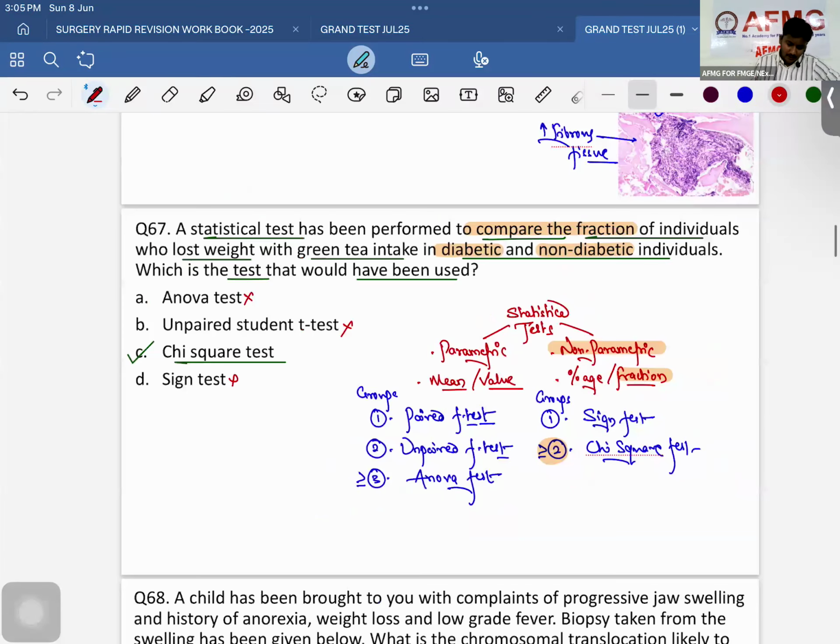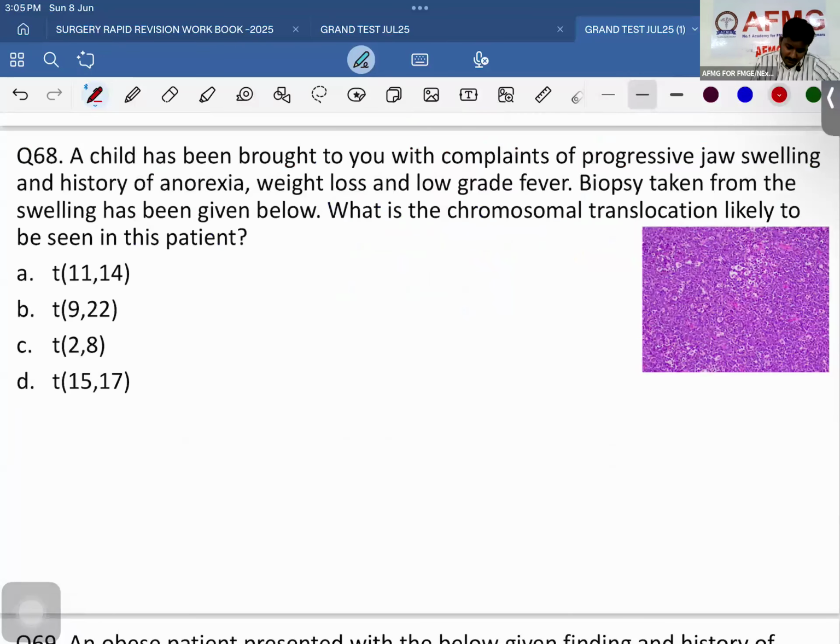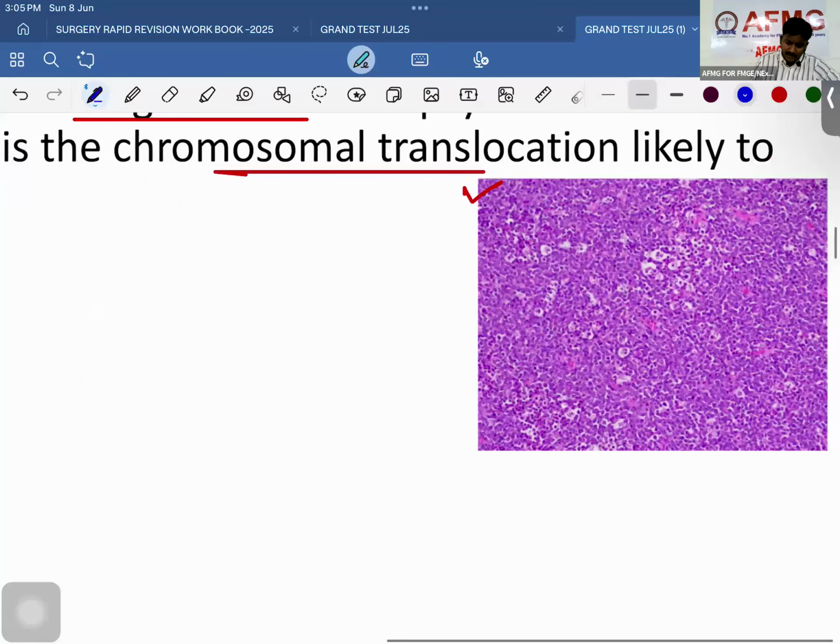Chalo. Next important, question number 68, easy. A child has been brought to you with complaints of progressive jaw swelling and history of anorexia along with weight loss and low grade fever. Biopsy taken from the swelling has been given below. What is the chromosomal translocation likely to be seen in the patient? What is the likely diagnosis?